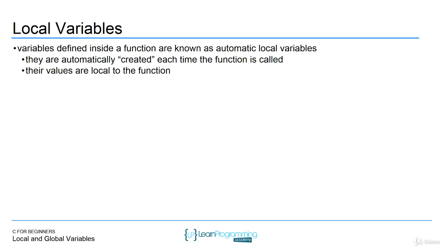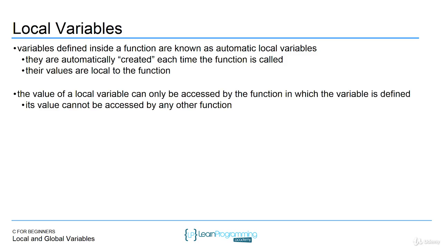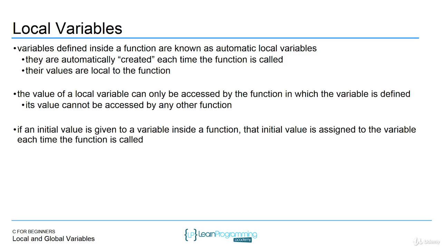Also, the values and the access to that variable are only local to the function. You can't access that variable outside of that function. So the variable cannot be accessed in other functions if it's local to a specific function. It's only accessible from where it's defined. If an initial value is given to a variable inside of a function, that initial value is assigned to the variable each time the function is called.